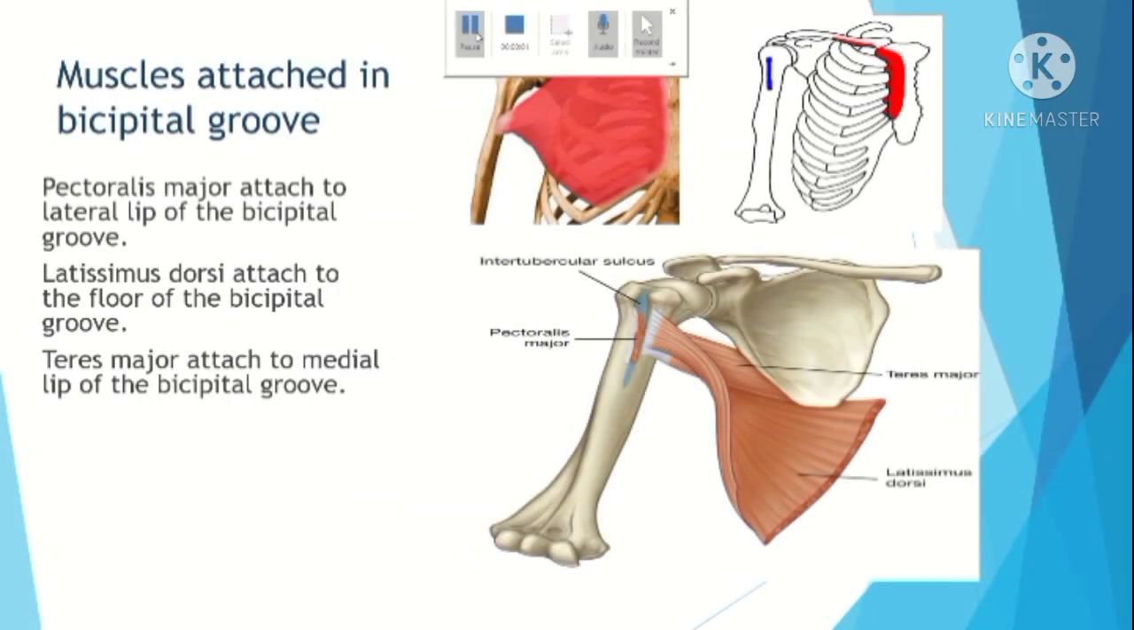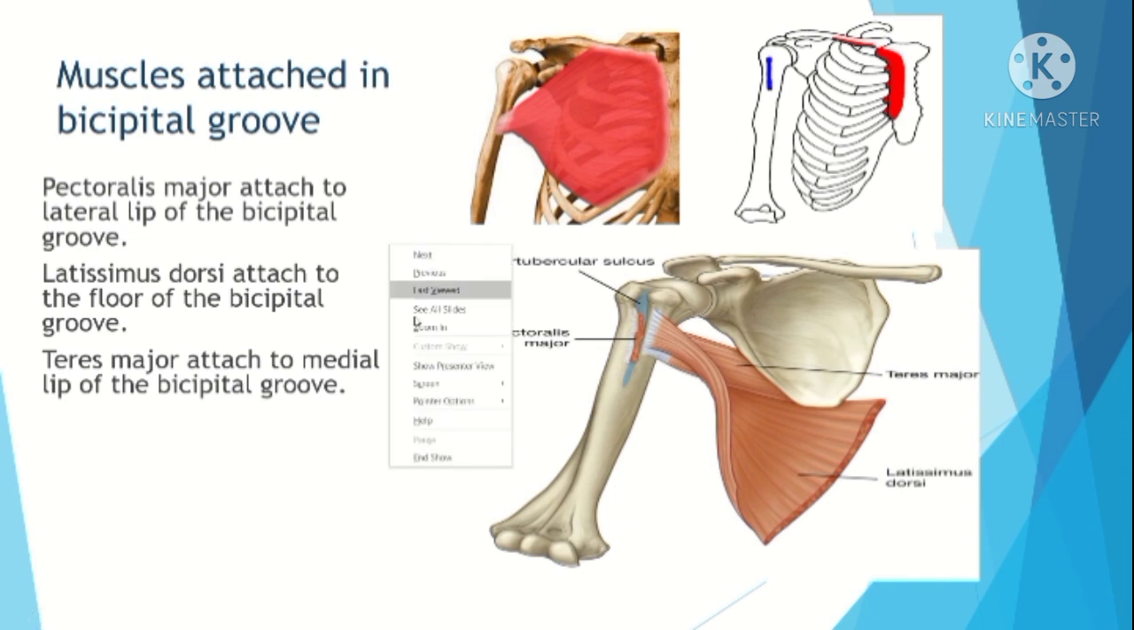We learned about the muscles of the greater tubercle and the lesser tubercle. So there is an important term we left out, the bicipital groove. There are muscles attached in the bicipital groove also. Which are those muscles? There are three muscles attached. The first one is the pectoralis major. Second is the latissimus dorsi. Third is the teres major.